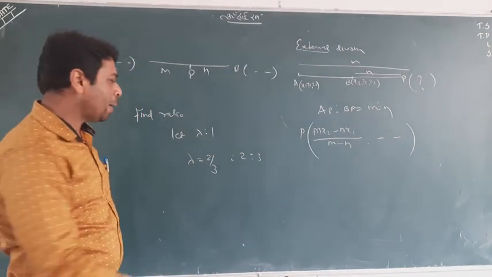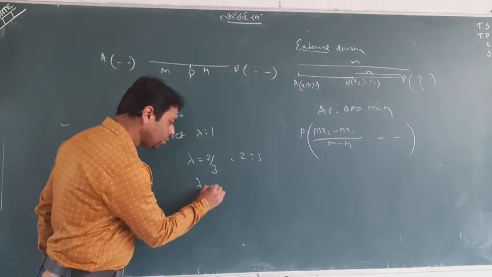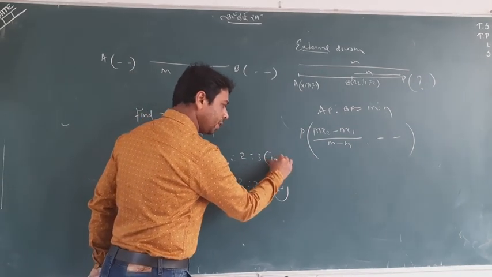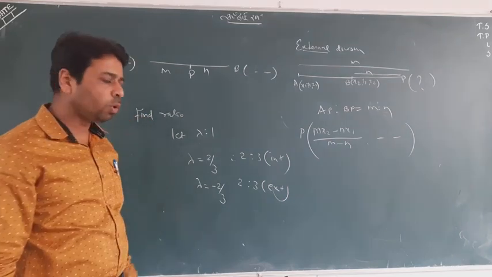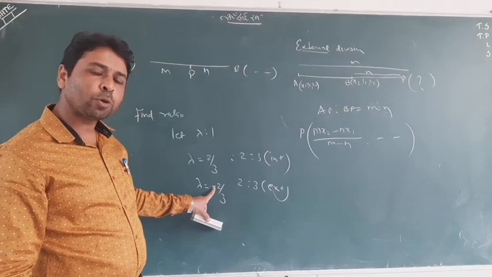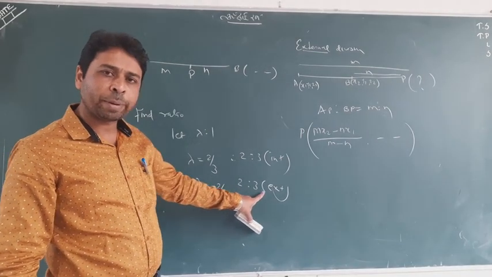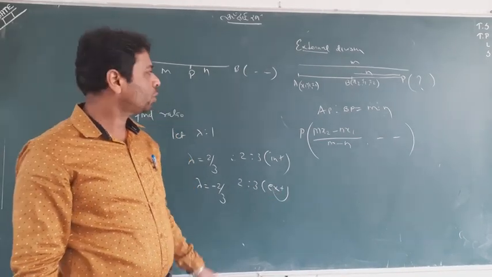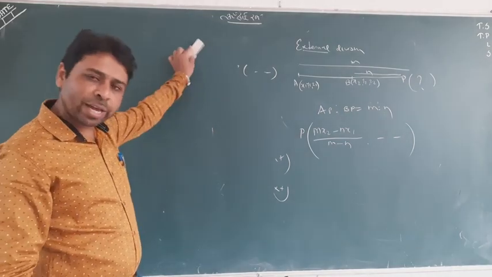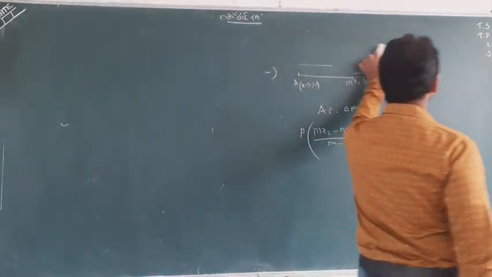And one more thing: when lambda is positive, it is called internal division. When lambda is negative, you still say 2 is to 3, but it is external division. For internal division, the way of writing is only with a positive sign. Even if lambda is coming out as negative 2 by 3, you write the answer as 2 is to 3, but in brackets you write external division. So this is the way; keep remembering that whenever you need to find the ratio, you take the ratio lambda is to 1 and find the value of lambda from the given condition. Okay, so this was the formula.